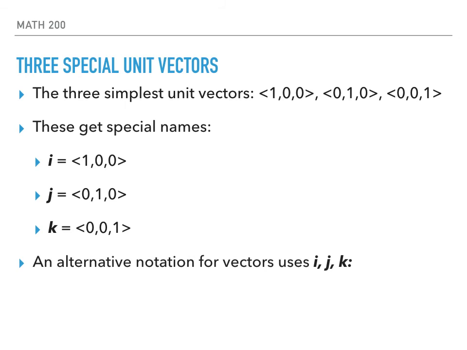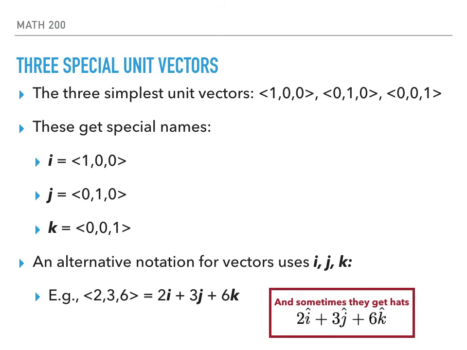Alternatively, we can take any vector and express it in terms of i's, j's, and k's. This is a common thing you see in physics, so I'm sure a lot of you have already seen this. For example, I could take the vector 2, 3, 6 and write it as 2i plus 3j plus 6k. For handwritten stuff, because you don't have the luxury of bold fonts unless you carry a ton of pens around with you, you could just write i, j, and k with hats, or with arrows, that's fine too. But oftentimes you'll see them with hats.